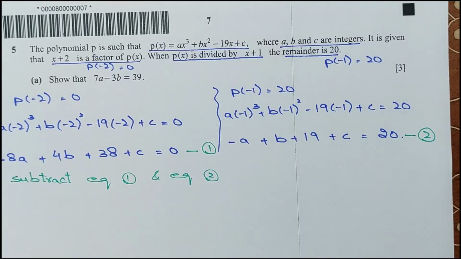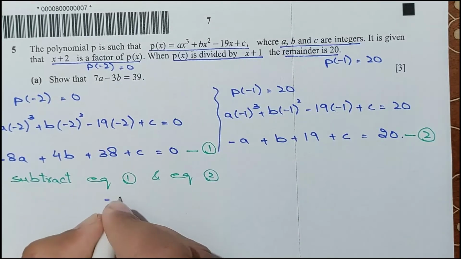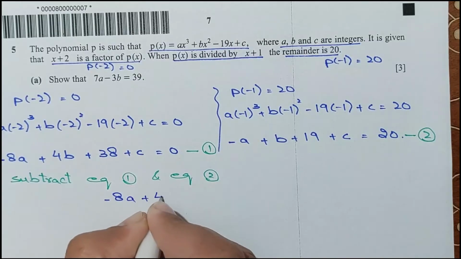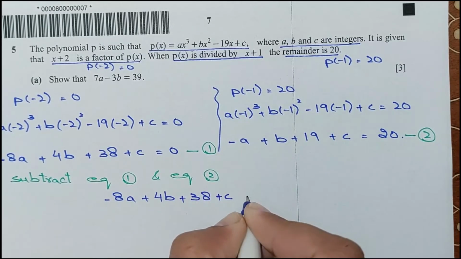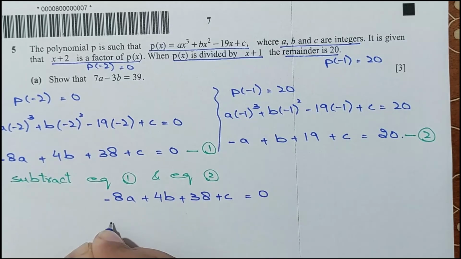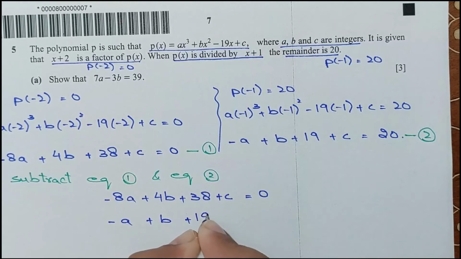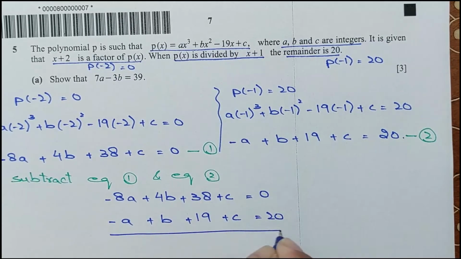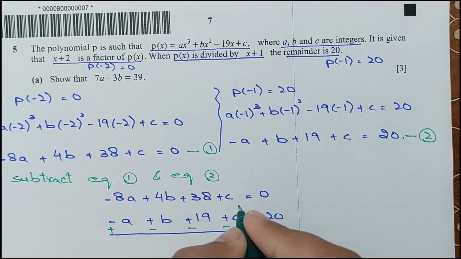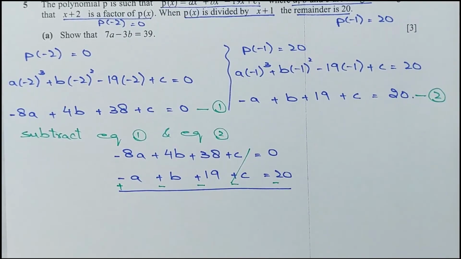All right, let me subtract the two equations. So minus 8a plus 4b plus 38 plus c equals 0. And we have minus a plus b plus 19 plus c equals 20. So let us subtract. In subtraction we have to change the signs: plus, minus, minus, minus and minus. So this plus c and minus c cancel out.